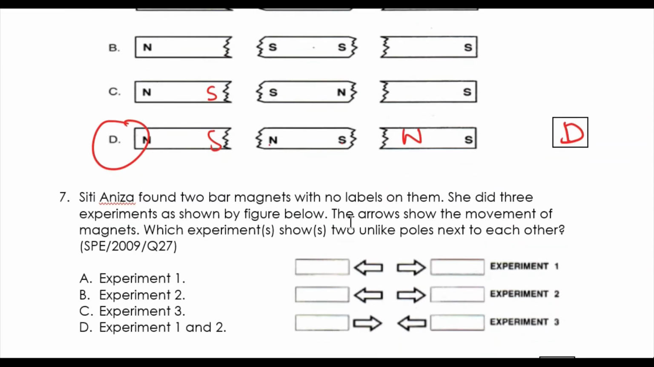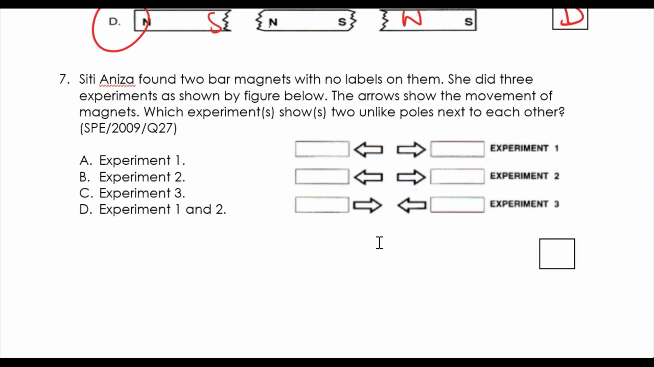Siti Aniza found 2 bar magnets with no labels on them. She did 3 experiments as shown by the figure below. The arrow shows the movement of magnets, which experiment shows 2 unlike poles next to each other? Unlike poles means that it's going to be attracted to each other. These ones seem like they're repelling, and that's repelling as well, and this looks like it's attracted to each other. So I would say unlike poles would attract, so I would say just C. Experiment 3.